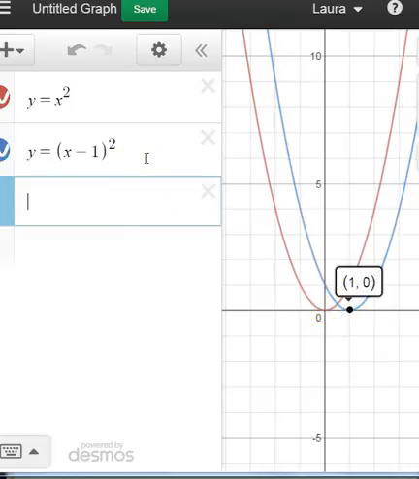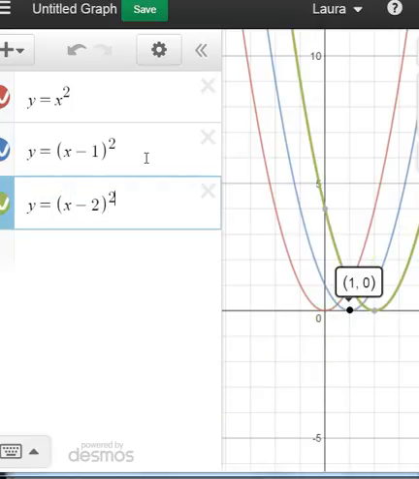Well, let me see if I can do it again. y equals x minus 2 to the second. And let's click on that vertex. Oh, that one's at 2, 0. So I started at 0, 0. I moved it 1 to the right by putting in a minus 1. And I put another one to the right.